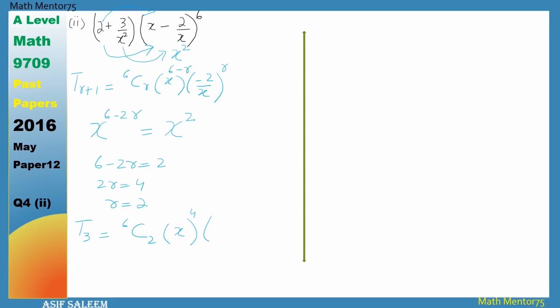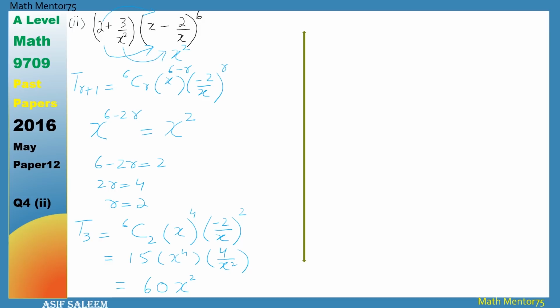4 minus 2 over x square, and this is the third term also. 62 is 15 times x4, then we have 4 over x square, and the final answer is 15 4 is 60 x square. So we have our required terms.